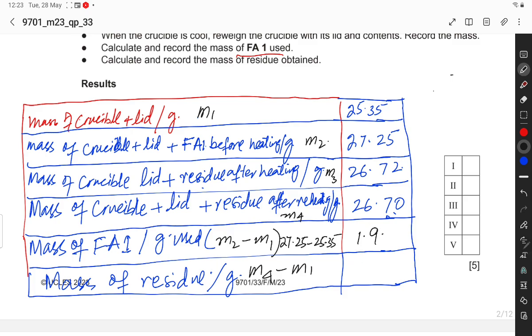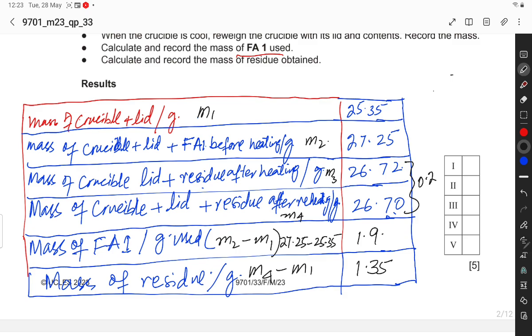This is equal to m4, this is m4: 26.70 minus 25.35 is equal to 1.35. This is 1.35. So if you draw a table like this and the difference between these two values is not more than 0.2, then you can get 5 marks for this table.